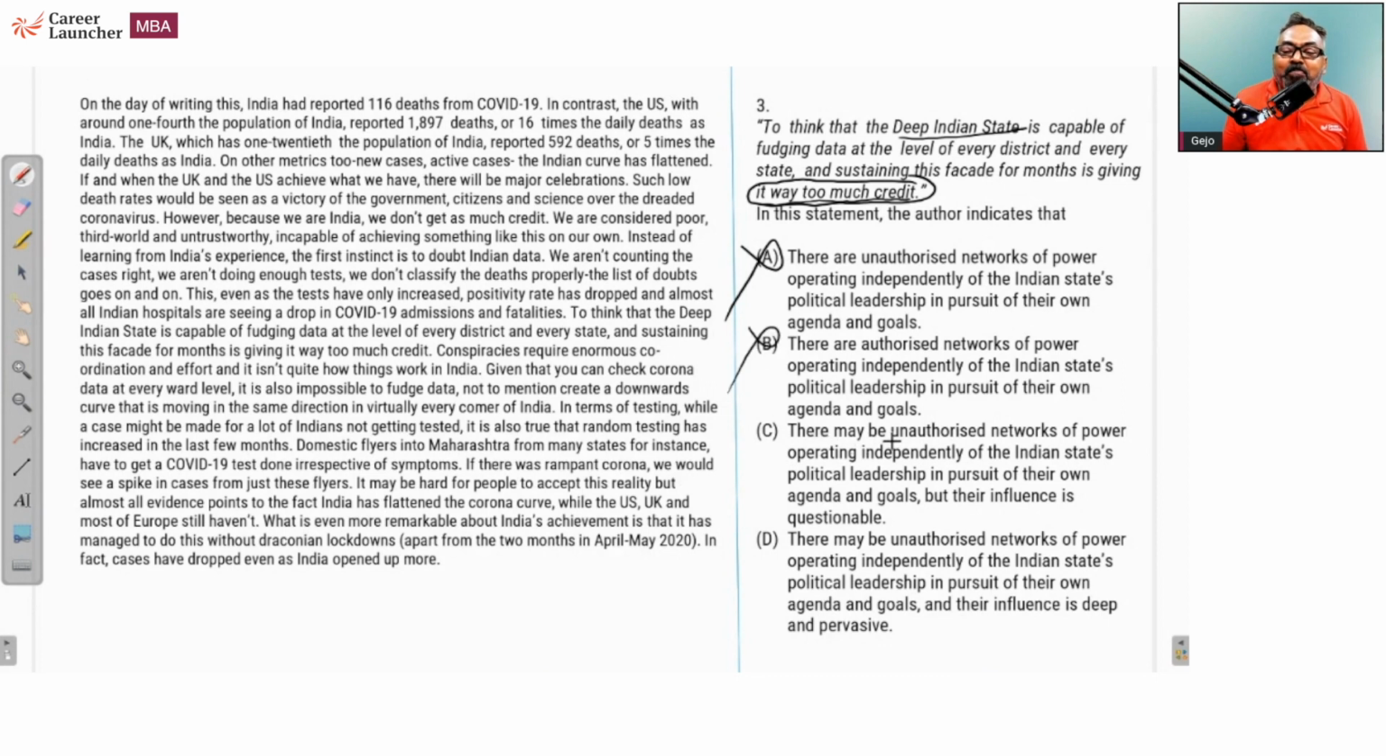There may be unauthorized networks of power operating independently of Indian state in pursuit of their own goal, but their influence is questionable. Nice. Their influence is questionable. Don't give them credit. You're giving way too much credit. Influence is questionable. Answer choice has to be C. There may be unauthorized networks of power operating independently in Indian state political leadership for their own goal. Their influence is deep. How? Influence is question. Don't give them credit. Answer choice C. Maybe this will take about 25 seconds, because you have to read all these things. Okay, but we can mark C.